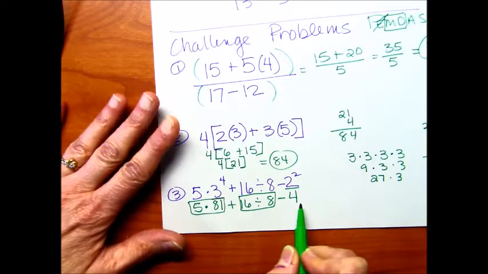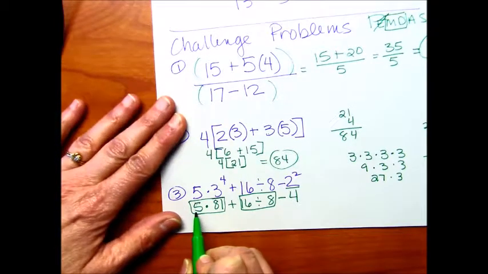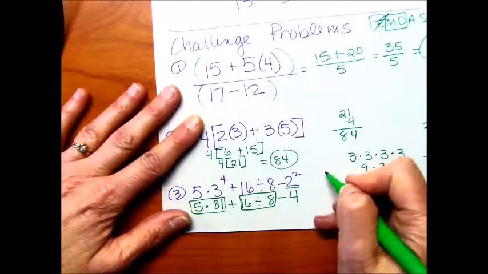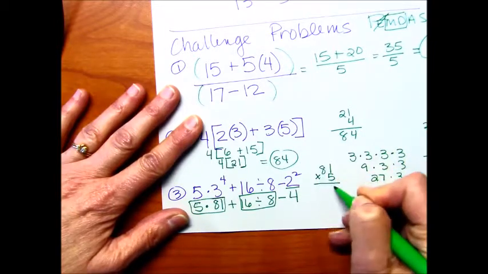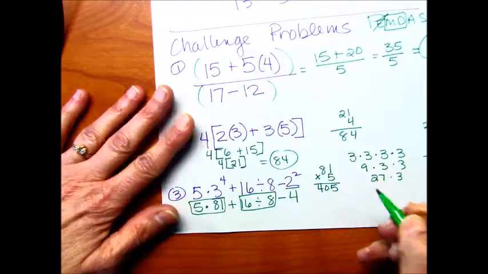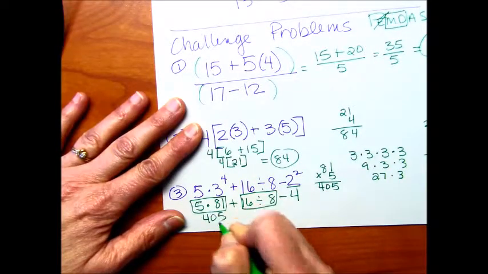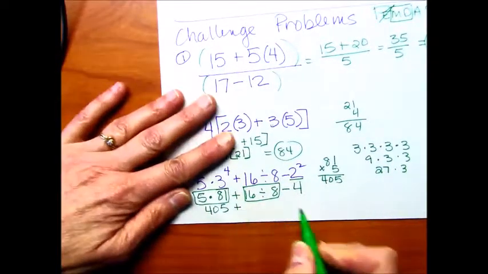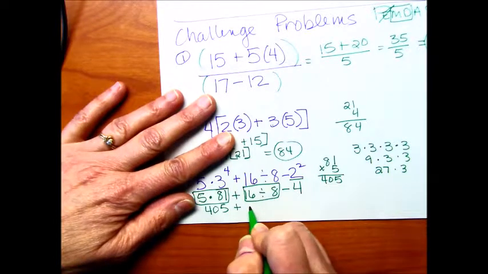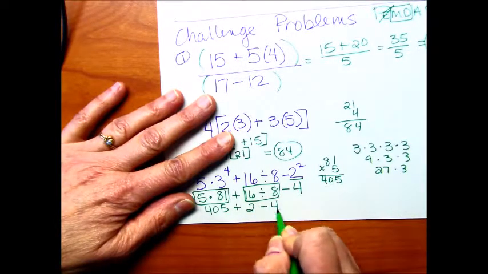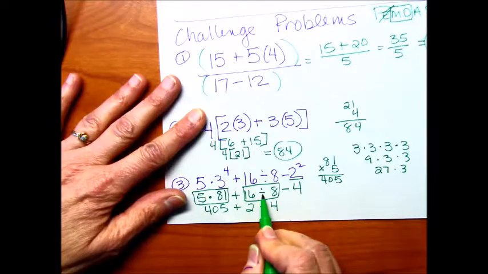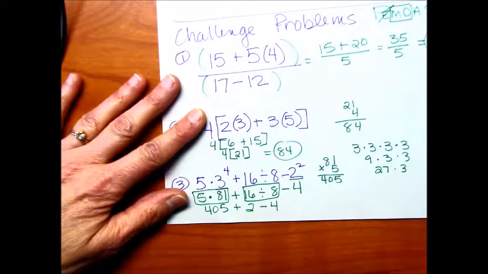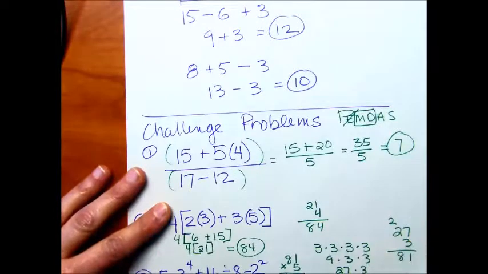We're not going to do any adding or subtracting in this round. So 5 times 81, and again off to the side I'm going to just multiply 81 times 5, and I get 405. Okay, plus 16 divided by 8, I know that's 2, and then minus 4. Okay, so I took care of my multiplication and my division, and then I just brought down the other information.